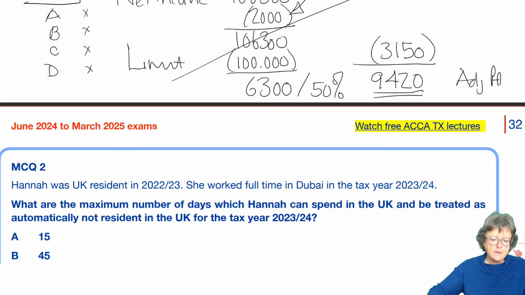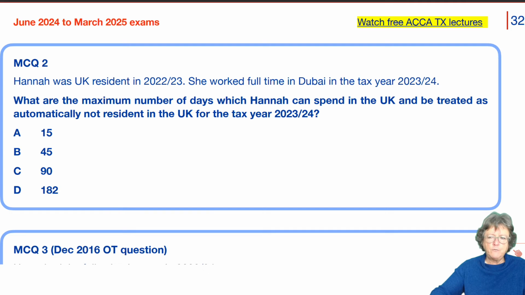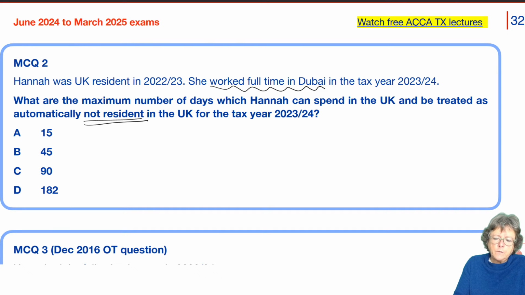Practice these online. Here we go. We have one here about Hannah, UK resident in 22-23, works in Dubai 23-24. What is the maximum number of days that she can spend in the UK and be treated as not resident? Okay. Now, because she is working full time, the answer is 90.